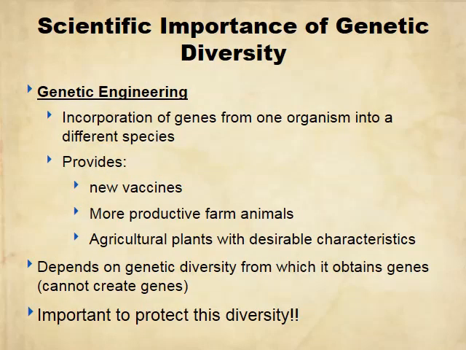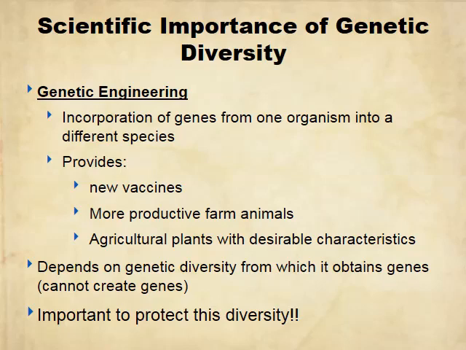When we're talking about why we need genetic diversity, it's huge. I mean, we're humans, we are selfish, so a lot of this has to do with what we need this ecosystem for. A lot of times with genetic engineering, well, all times with genetic engineering, we incorporate genes from one organism into another one. And we do this to provide vaccines, more productive farm animals, and agricultural plants with desirable characteristics. And if we don't have the genes to take from to make these new species, then we don't get these new species.